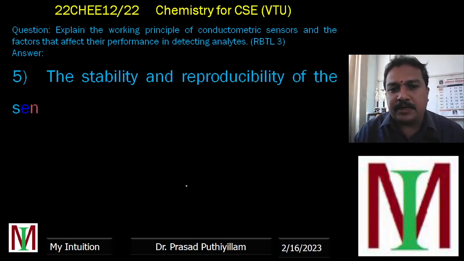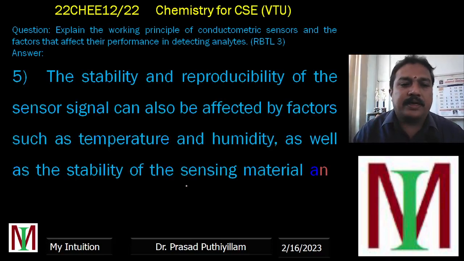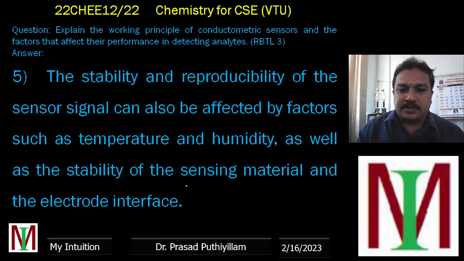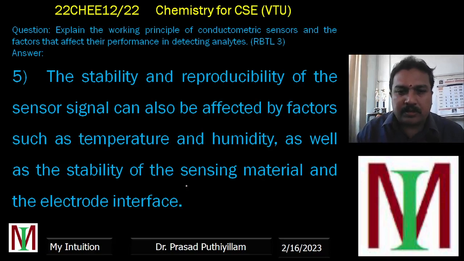The stability and reproducibility of the sensor signal can also be affected by factors such as temperature, humidity, as well as stability of the sensing medium. We know the conduction depends upon temperature. In general, we can say the higher the temperature, the higher the activity, the higher the conductivity. Humidity also plays the same type of role.